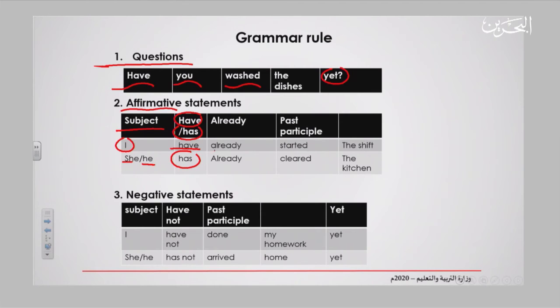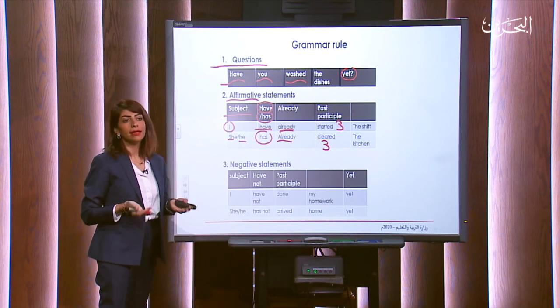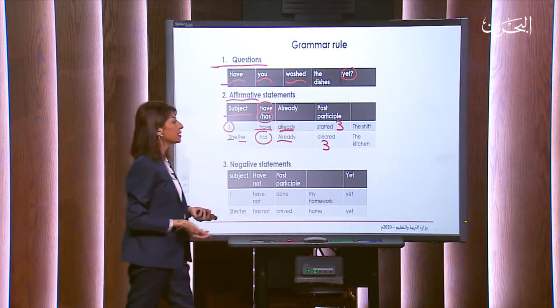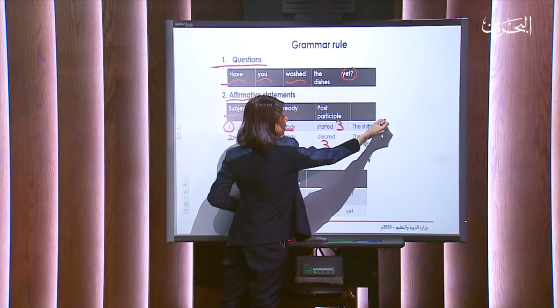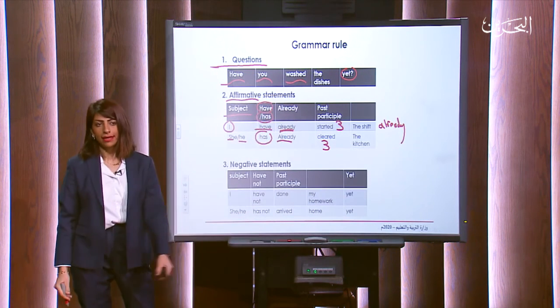I have already started the shift, the third form of the verb. Or she has, or let's say he has already cleared the kitchen. Cleared is the third form of the verb clear. Now, let me tell you something. Already, as I have previously explained, can come at the end of the sentence. So it's fine to say, I have started the shift already, at the end of the sentence. The same thing with the second example.